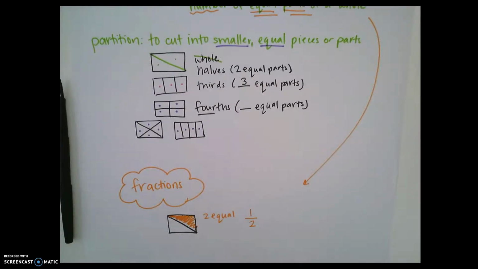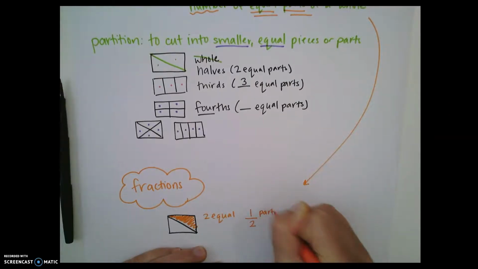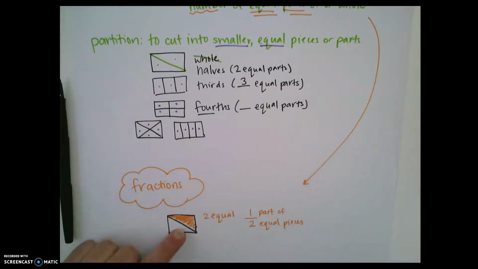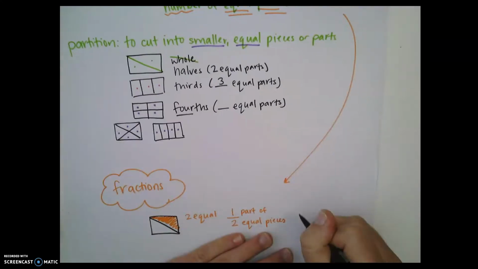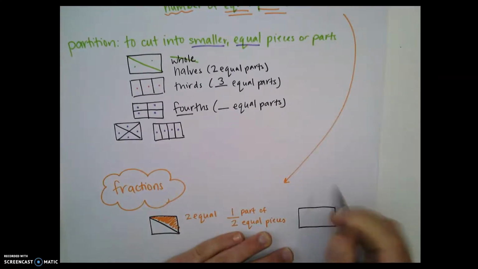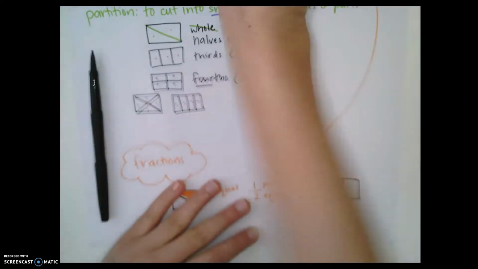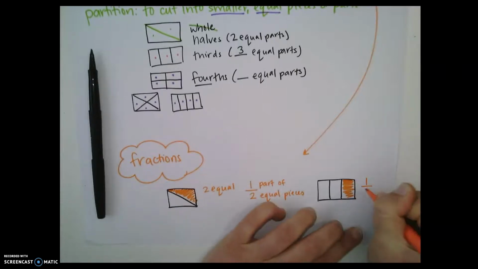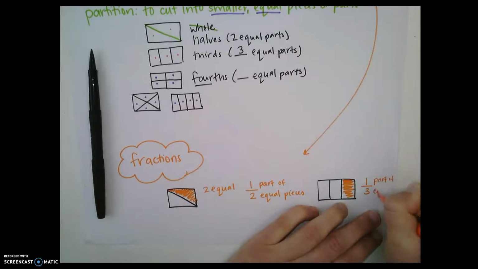If you remember from last week, we were talking about 1 part of 2 equal pieces. So here I've just selected or colored in 1 part of 2 equal pieces. And it goes for lots of other fractions. Here, if I were to do my thirds and I colored in just one of these thirds, that becomes 1 written over the number 3 because this is 1 part of 3 equal pieces.